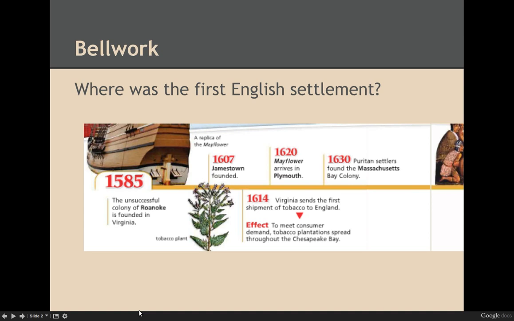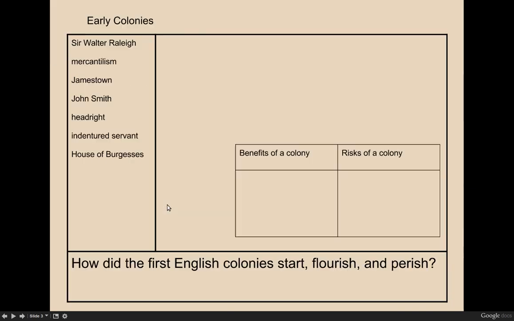So here's some Bellwork. Where was the first English settlement? To answer this question, you have to look at this timeline. A timeline proceeds from left to right, and the dates get later. So to find the earliest, you have to go to the left, and find out which one is a colony. You can do that here real quick. You can pause. And the answer is Roanoke, 1585. And we're going to talk about that. It's the unsuccessful colony. It's kind of interesting.